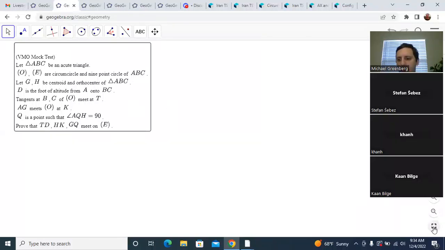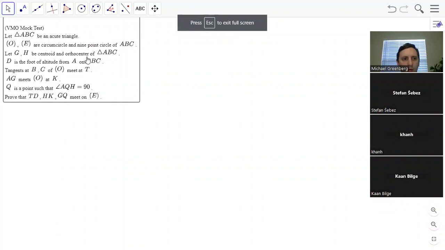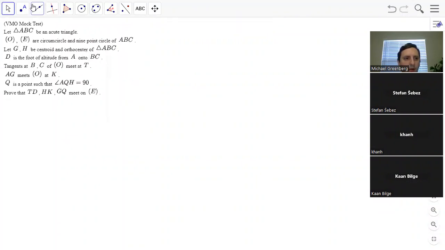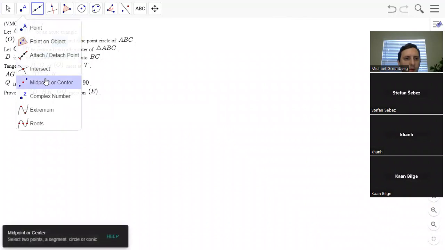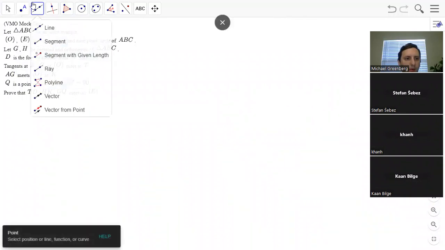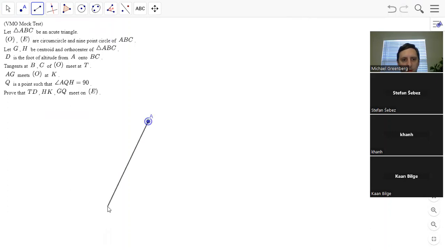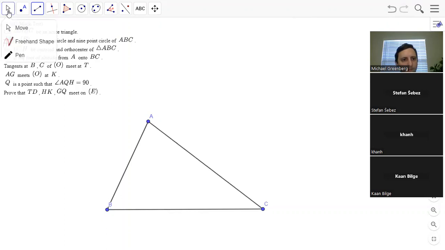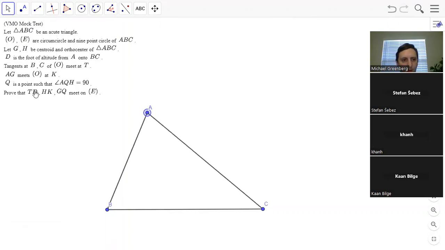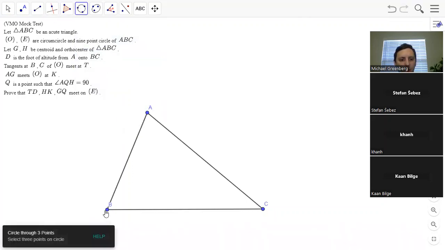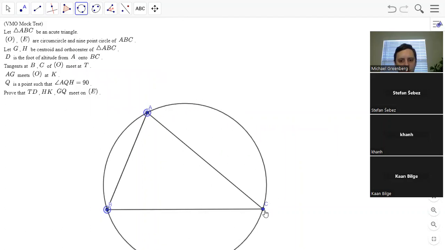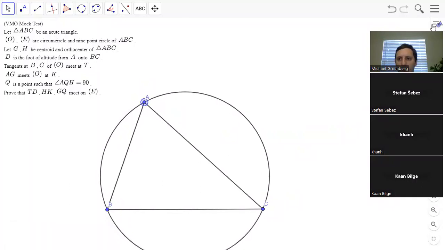This one was sent to me by Khan. So ABC is a triangle, and we have the circumcircle O and the 9-point circle. All right, I'm going to draw the 9-point circle in the end because eventually we're going to want to show these three things meet on the 9-point circle. So we draw the circumcircle, and we draw the centroid and the orthocenter. So I'm going to use GeoGebra's tool to do that.